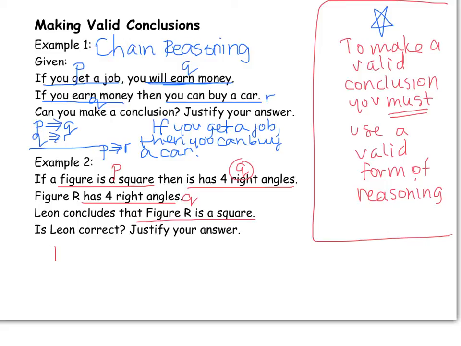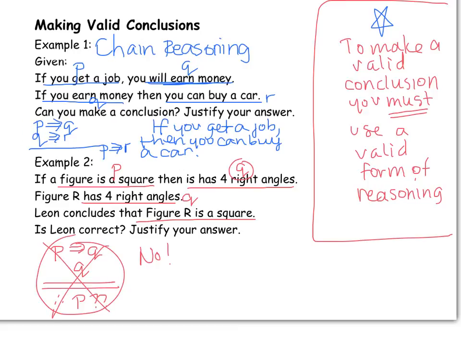In other words, if I have P implies Q, and then I have Q given to me as true, can I conclude P? And the answer is no. In fact, the figure could be a rectangle. We cannot conclude that the figure is a square. This is not allowed. So no, he accidentally thought that he could use direct reasoning, but he cannot.